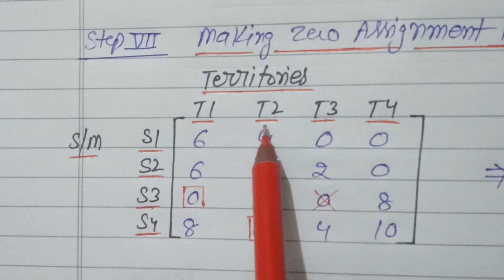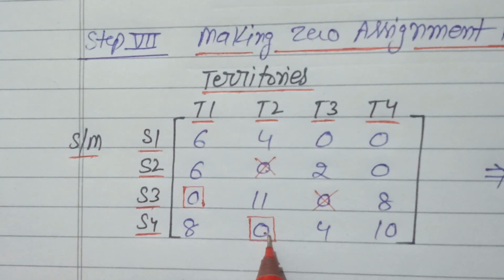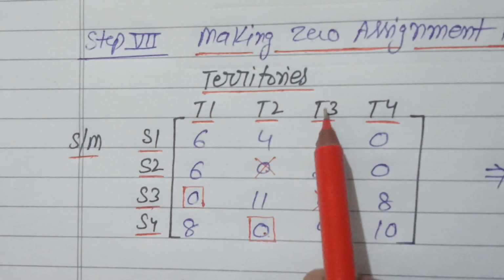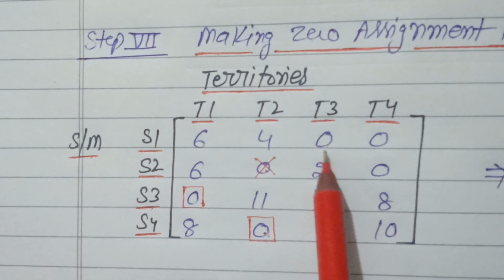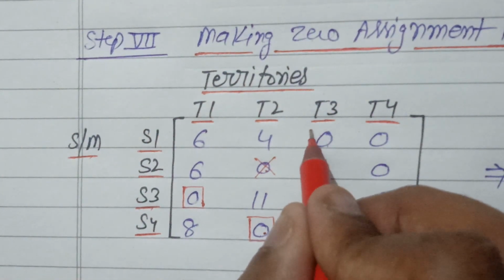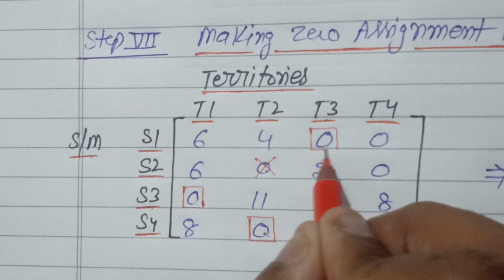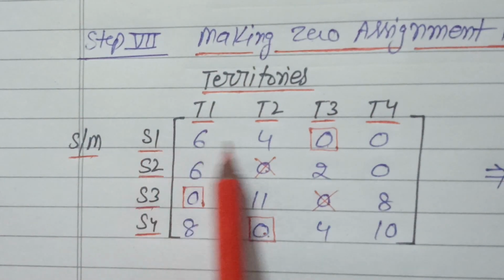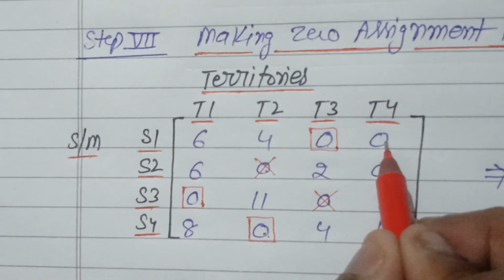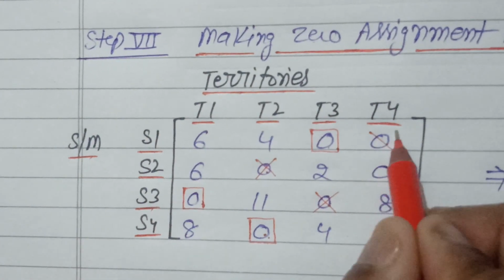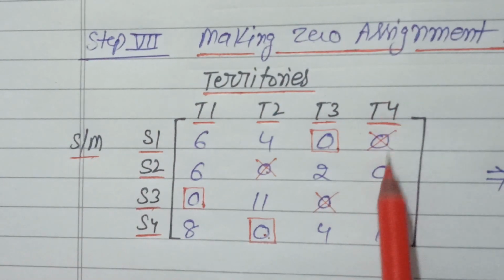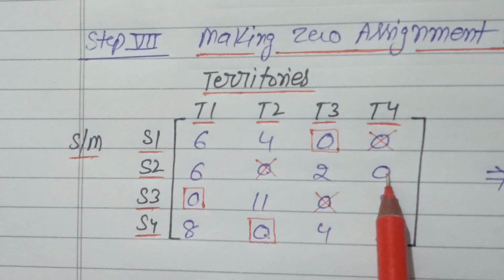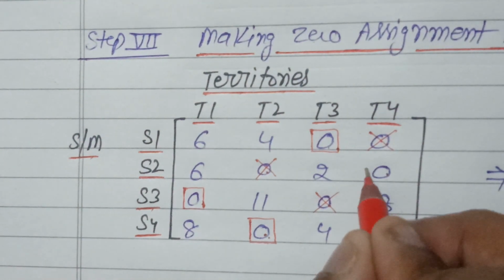Now moving to column 2, you will see that no 0 has been left. Again moving to column 3, you will see that there is a 0 left. This 0 had been earlier crossed out, so we can make an assignment to this cell. Then after making assignment to this column, we have to check this row also, and here we have a 0, so we have to cross it. Now moving to column 4, you will see that there is a single 0 available, as this 0 has already been crossed out. So let us make an assignment here.